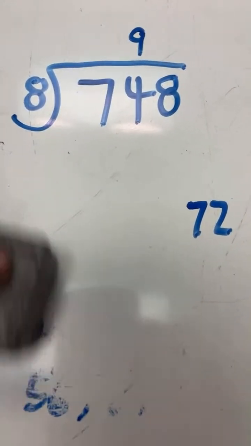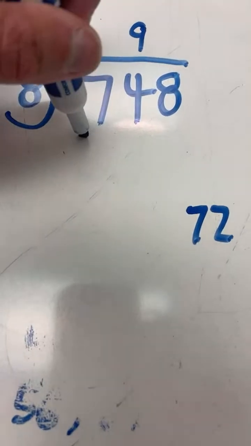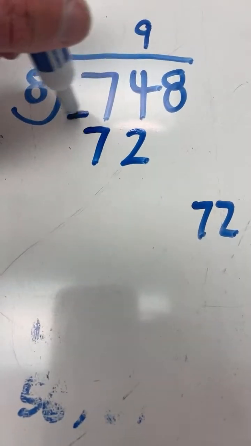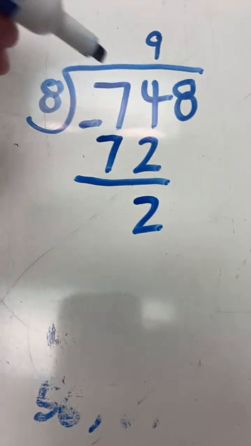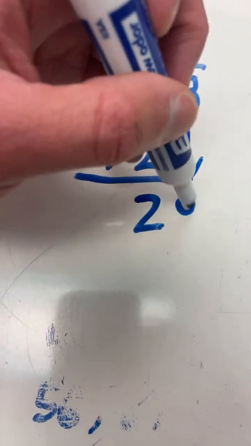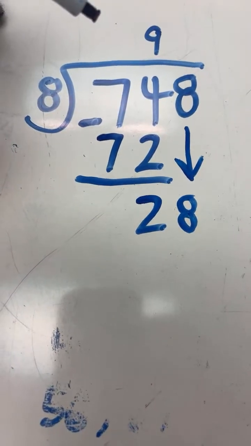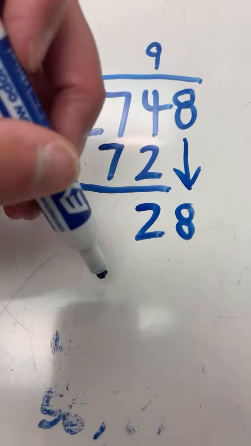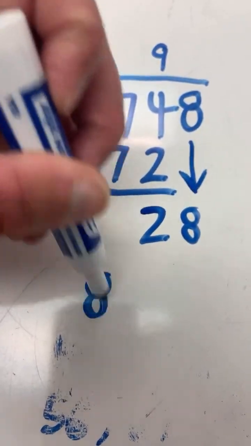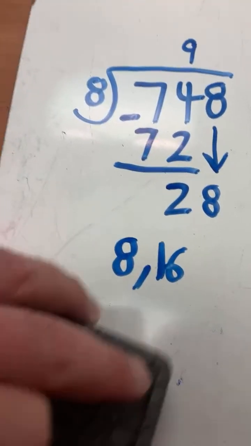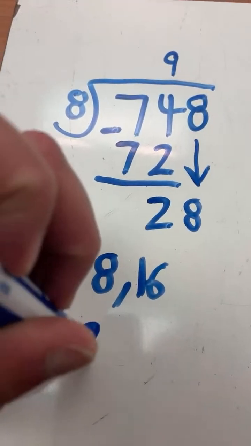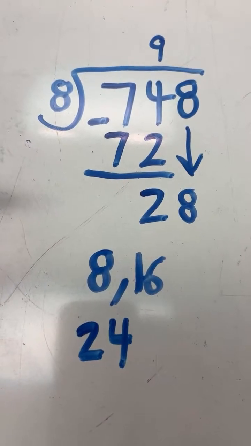So 8 goes into 74 9 times. 72 is the closest we get to 74 without going over. 74 minus 72 equals 2. We bring down the 8. 28 divided by 8. So counting by 8, it's 8. That's one group. 16, that is two groups of 8. 24, three groups of 8.